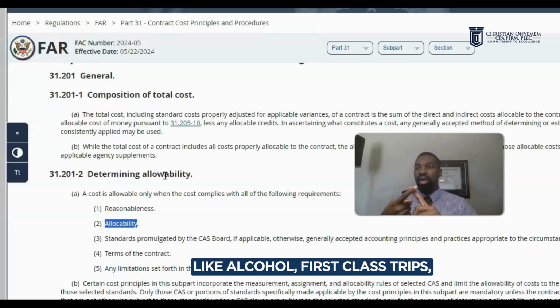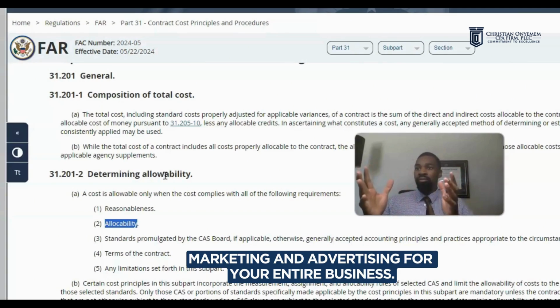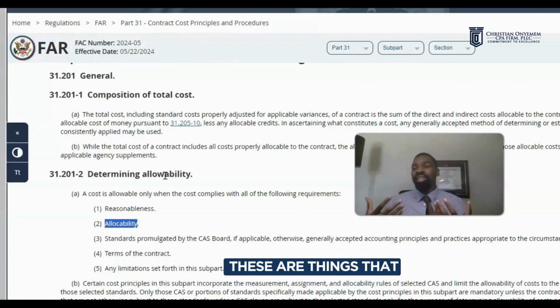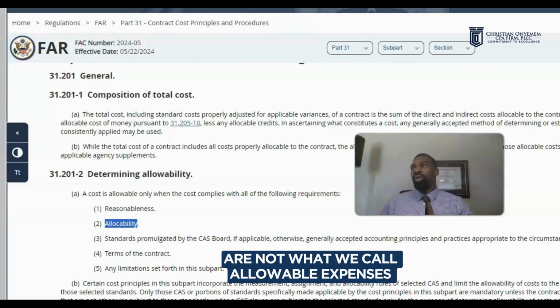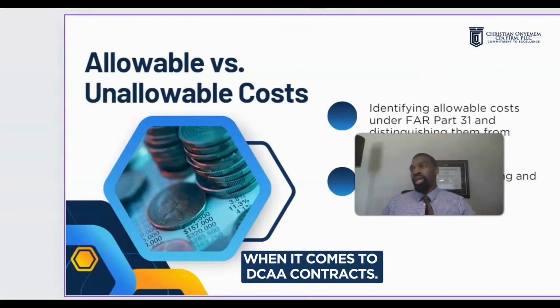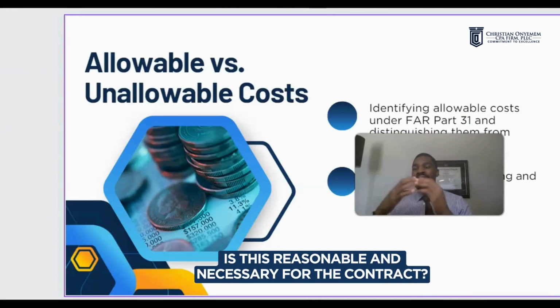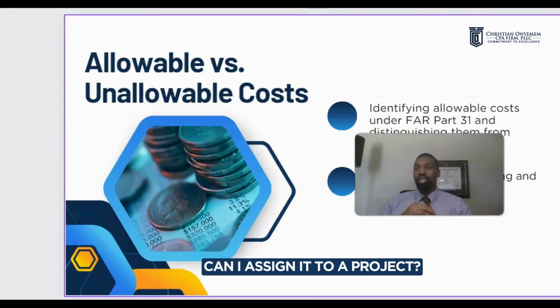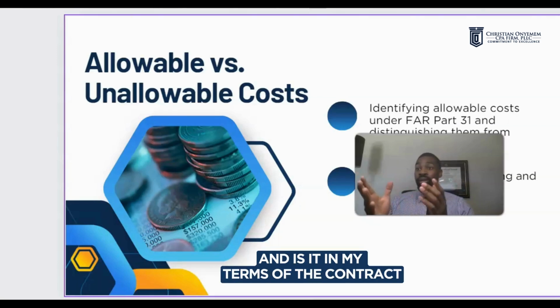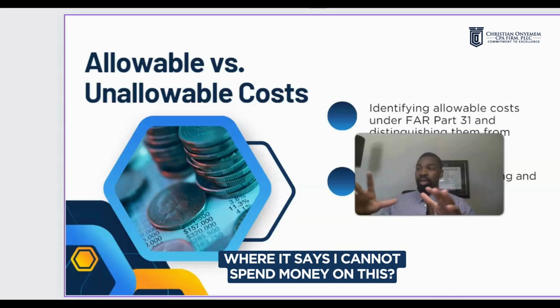Usually things like alcohol, first class trips, marketing and advertising for your attire business, these are things that are not what we call allowable expenses when it comes to DCAA contracts, right? So that's what you need to start thinking of. Is this reasonable and necessary for the contract? Can I assign it to a project? And is it in my terms of the contract where it says I cannot spend money on this?